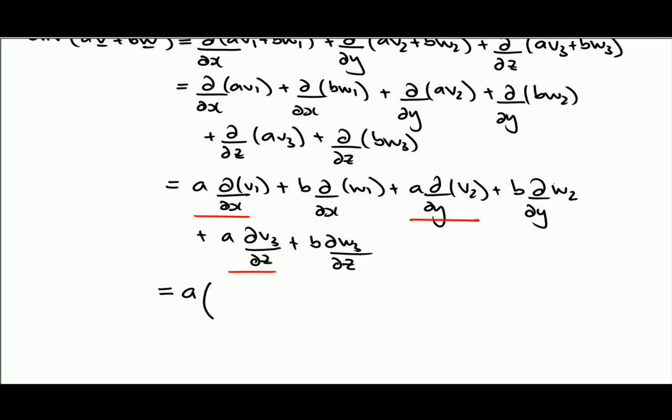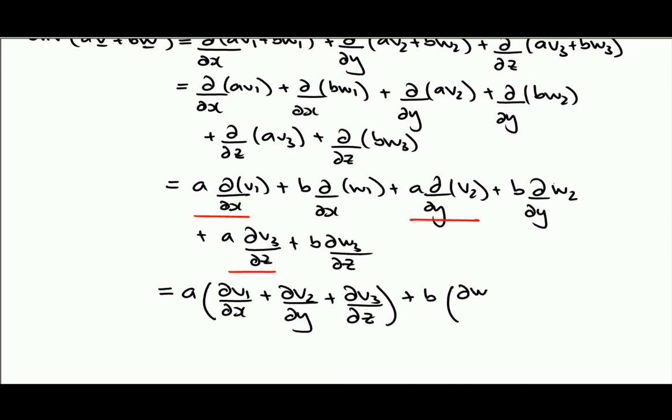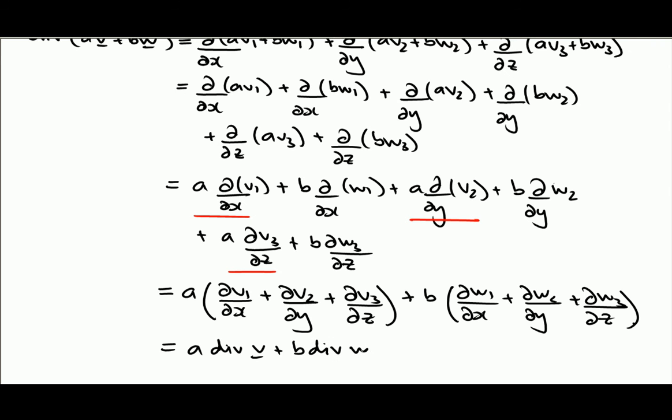So that's a lots of dv1 by dx plus dv2 by dy plus dv3 by dz, plus, and for the b terms we get dw1 by dx plus dw2 by dy plus dw3 by dz, which is equal to a div v plus b div w, which is exactly what we needed to show.